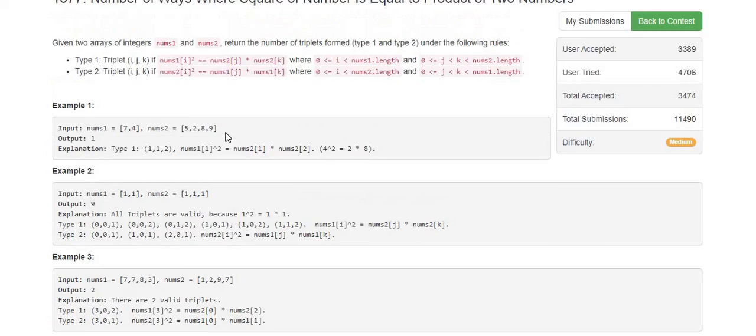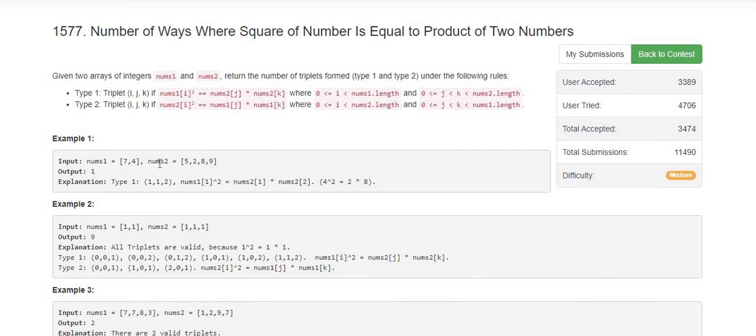So the idea here is very simple. If we look at example 1, we have 7 4 from nums1 and 5 2 8 9 from nums2. First we calculate the square of each of the elements from both arrays, so it is 49, this is 16, here 25, 4, then this is 64, and this is 81.